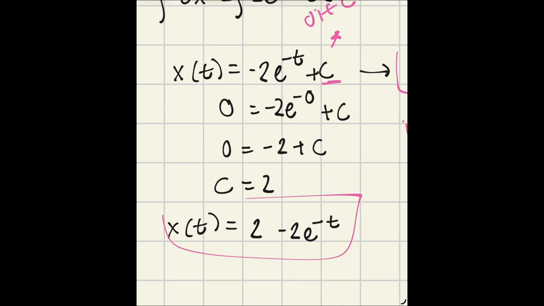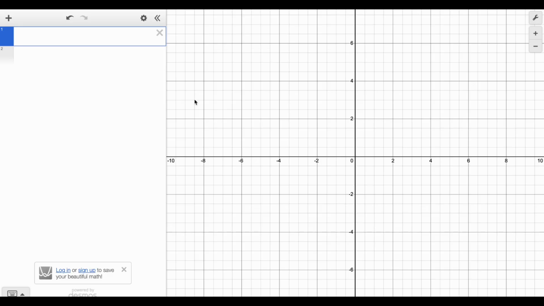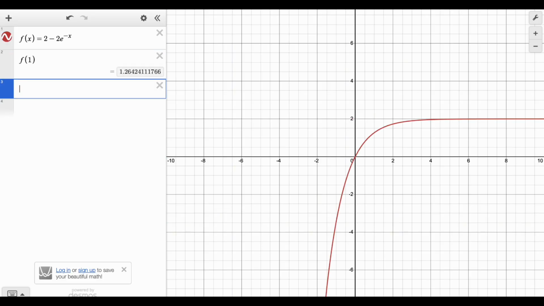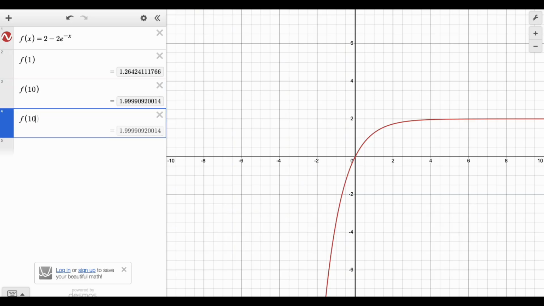Okay, so now let's just look at our values for all the t's, and we're just going to do this on Desmos. Okay, so I'm just going to write our f of x, which is 2 minus 2e to the negative x. So keep in mind that I'm just doing that instead of x of t just for Desmos, but it's the same thing. It's just a function, right? So look at all these values. I'm just going to add a little more just so you can see.